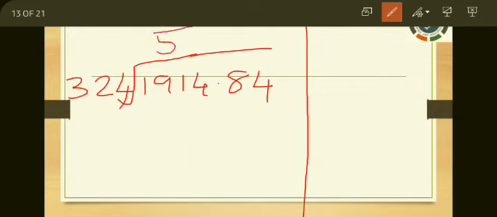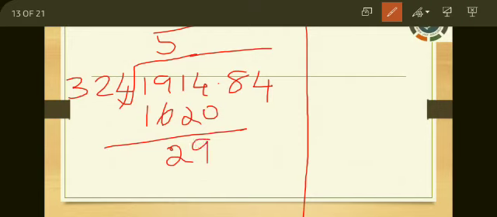5 times 324 is 1620. Now subtract these two numbers. We get 294. After that, take the decimal part number. Before taking the decimal part number, put the decimal point in the quotient. After that, take the decimal part number 8.